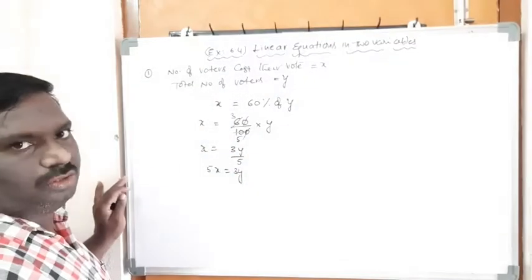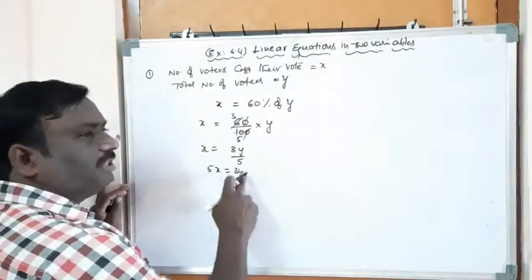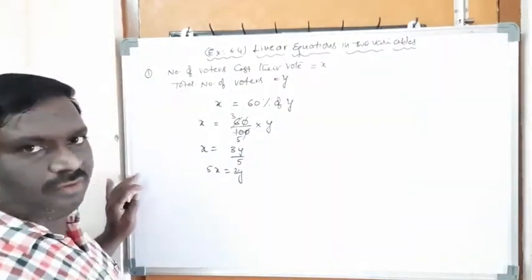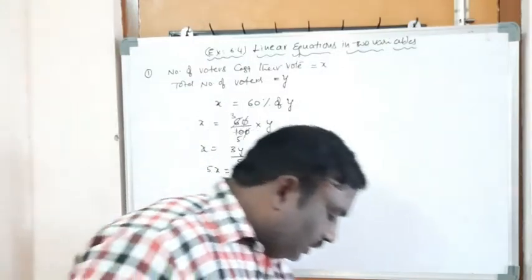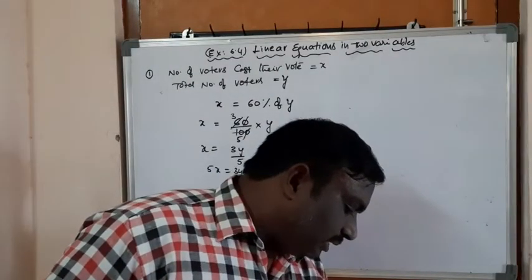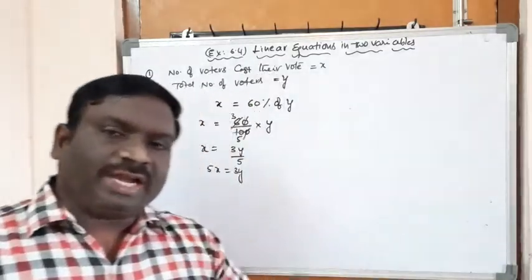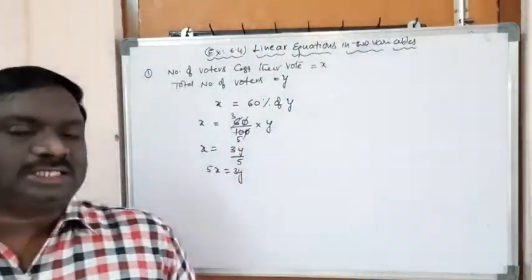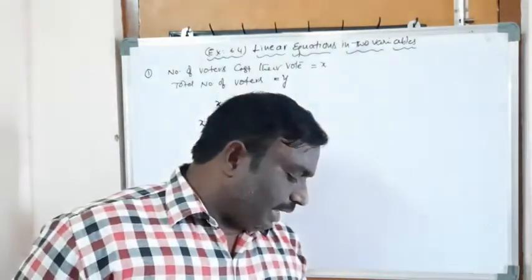5x equal to 3y. For this equation we need to frame the table and graph. From that graph they gave 2 questions. The total number of voters, if 1200 voters cast their vote, we need to find the total number of voters.